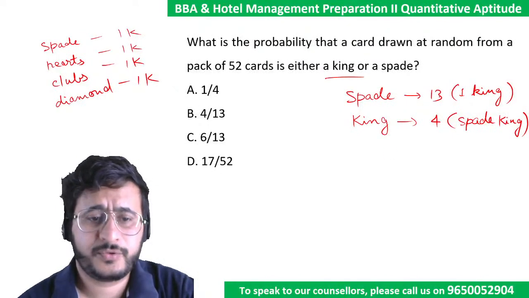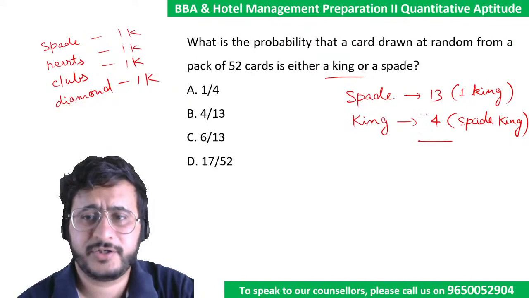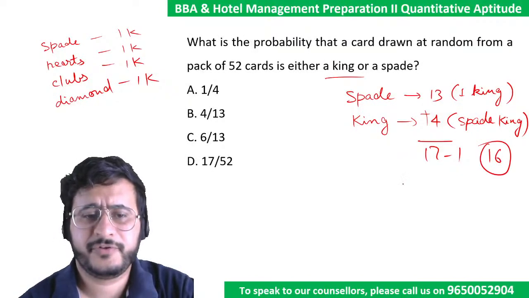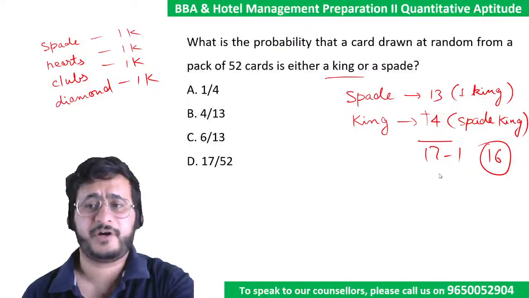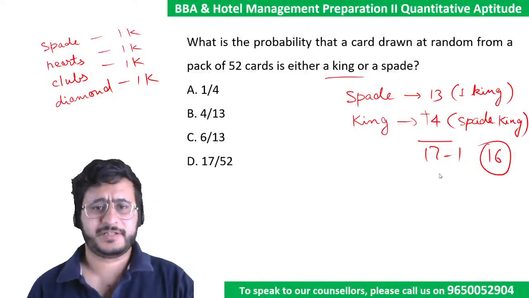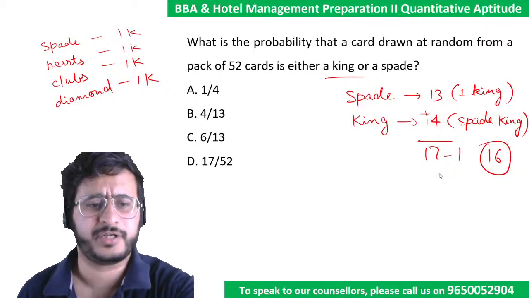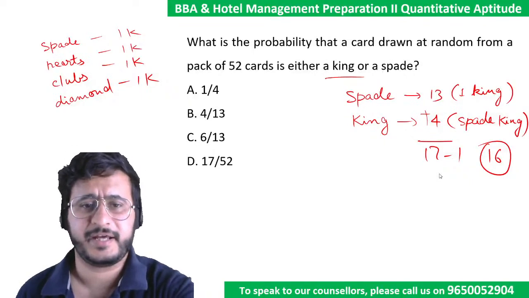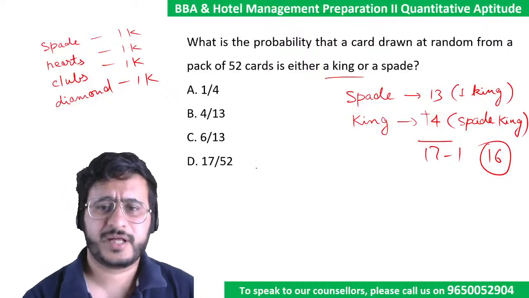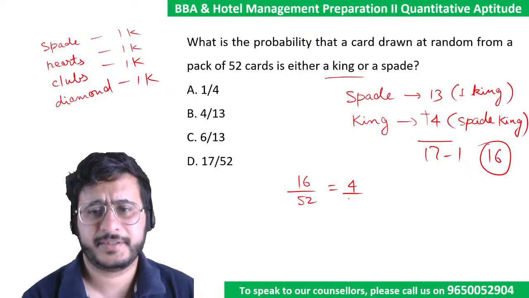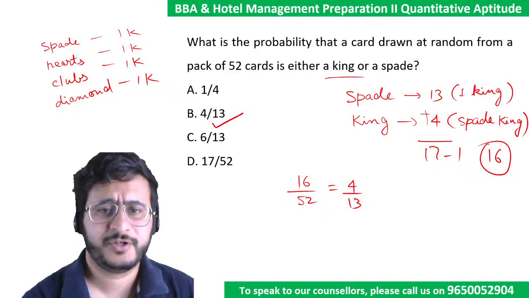So when I count this twice, I'll subtract 1, and instead of getting 17, I'll take the number of favorable outcomes as 16. It won't be 17, it should be 16 because I have counted the king in both places. So we take 16 favorable outcomes out of how many total outcomes? How many cards are there? There are 52 cards. So the answer should be 16 by 52 or 4 by 13. Right, so your answer will be option B.